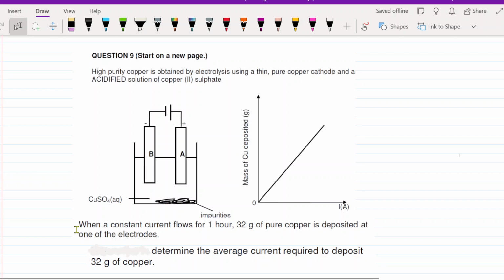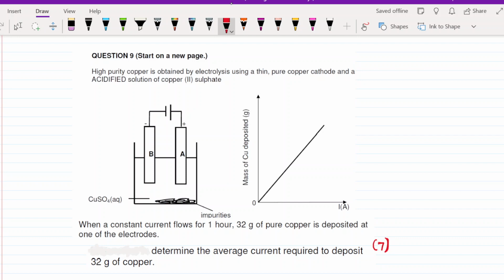And then the statement says, when a constant current flows for 1 hour, 32 grams of pure copper is deposited at one of the electrodes. Determine the average current required to deposit 32 grams of copper. Now this is the question that I want us to focus on. And this question, by the way, is plus minus 7 marks, 7 or 8, I'm not sure.